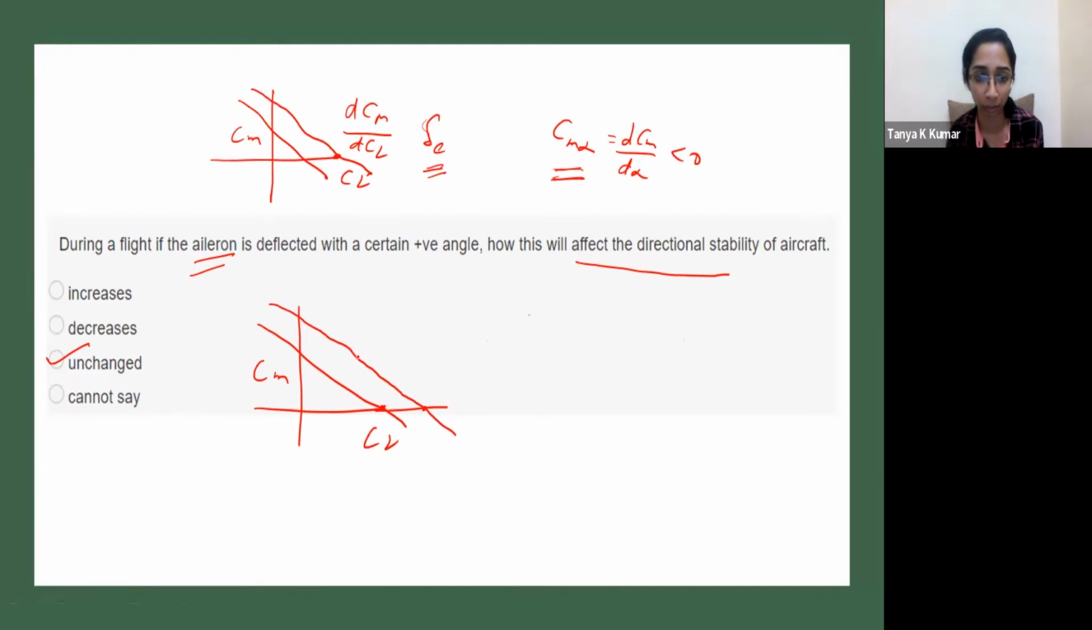Do you remember this? When we deflect the control surface of the elevator, it just translates the graph. It does not rotate the graph as such. It does not change the slope. This enables you to trim at a different delta E, a different CL, CL trim new. When I say change CL, I mean change the CL trim, not change CL. Okay, is that clear?